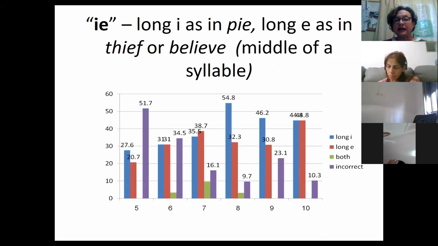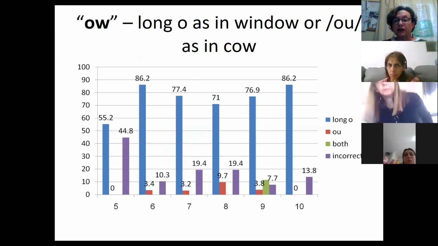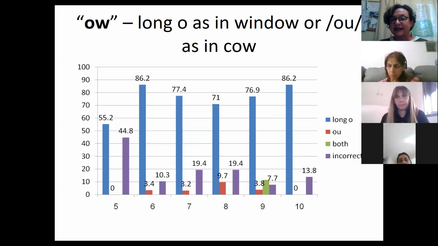Here we have IE, a digraph that makes the I sound when it comes at the end of a word, or the long E sound, like in a word like thief or believe. And OW. Now originally the W was considered a vowel in the English orthography. So this is considered a vowel digraph as well.